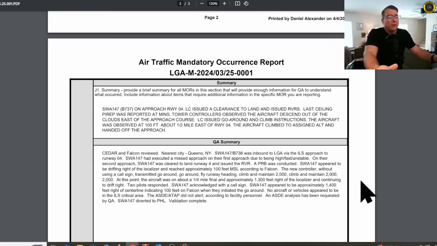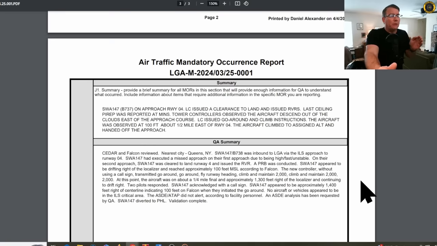The two pilots responded to the go-around call. Southwest 147 acknowledged with the call sign. Southwest 147 appeared to be approximately 1,400 feet right of centerline, indicating 100 feet on the Falcon when they initiated the go-around, well below minimums. Now, they had broken out of the weather, but what were they looking at?